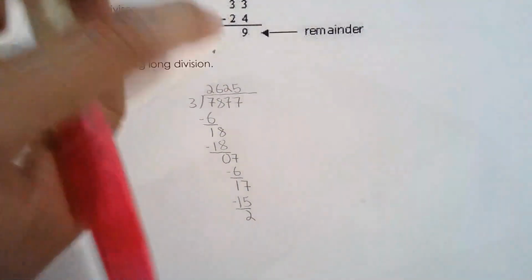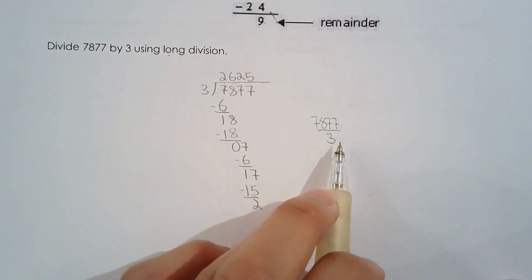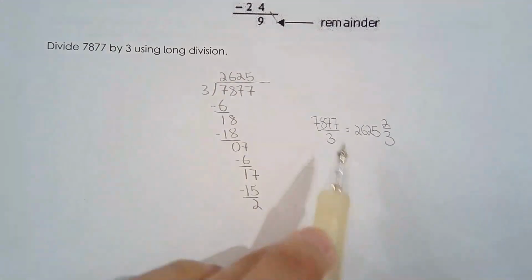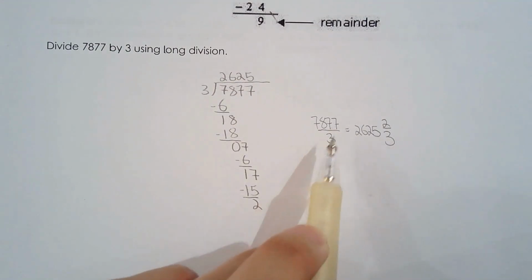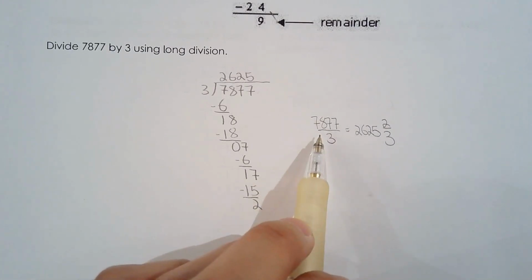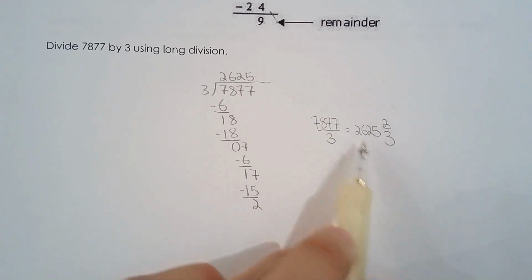So 7,877 divided by 3 can also be written like this. Okay, when you see this, you think of an improper fraction, and because the quotient is 2,625 and the remainder is 2, okay, and divisor is 3, you can rewrite it like this. What is this? Like I said, 7,877 over 3, that's an improper fraction. And 2,625 and 2/3, that's our mixed fraction.